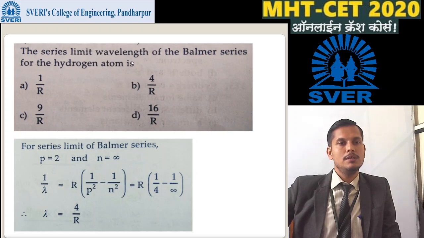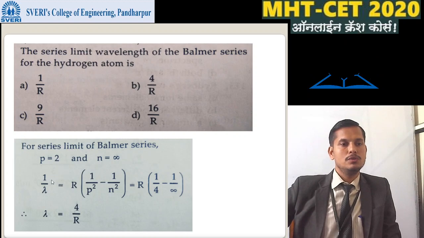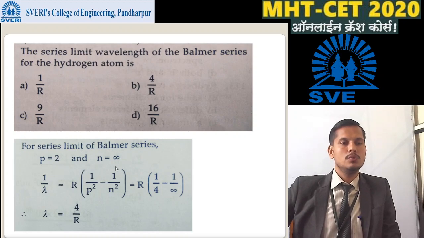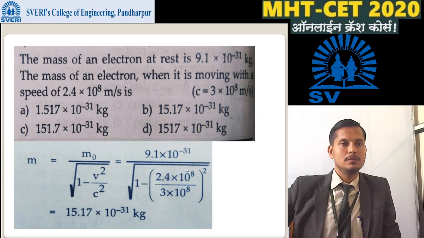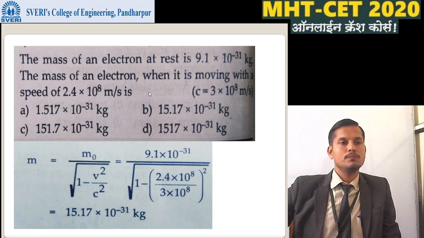Next, the series limit wavelength of the Balmer series for the hydrogen atom is, so in this case, P is equal to 2, N is equal to infinity. After putting the value, we can get the answer as 4 by R. Then let us discuss this next MCQ.